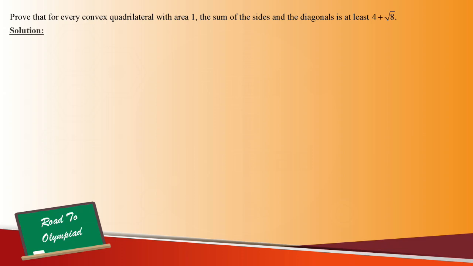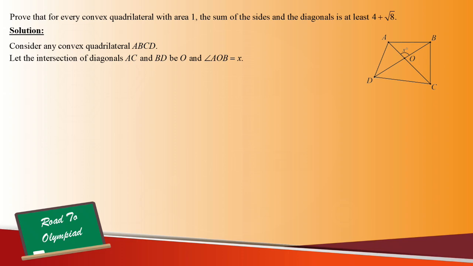To solve this problem, we start by considering any convex quadrilateral ABCD. We can let the intersection of the diagonals AC and BD be O, and let the angle AOB be X degrees. Based on the information we have, what we are going to prove is that AB plus BC plus CD plus DA plus AC plus BD is greater than or equal to 4 plus square root of 8.